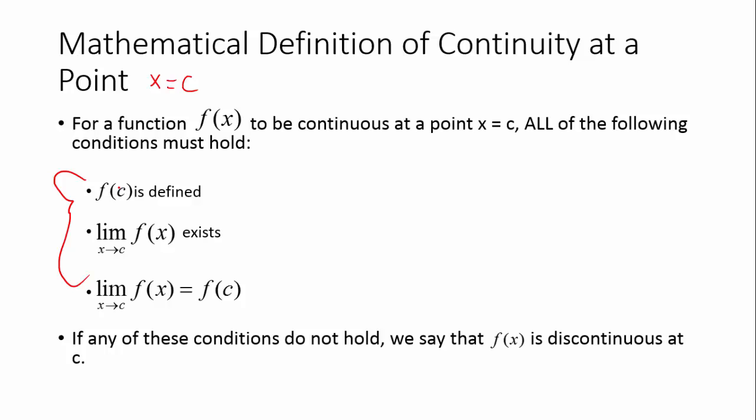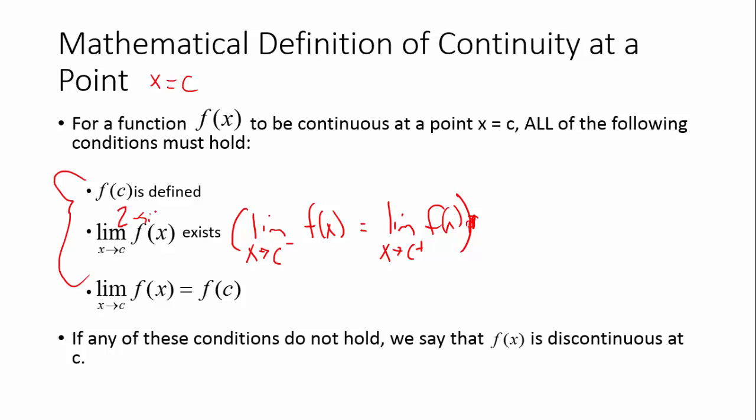The limit as x approaches c of the function must exist. And remember, we talked about in the last section, what that means is as you approach c from the left and you approach c from the right, you get closer and closer to the same value, right? We talked about this two-sided limit issue. When we say limit as x approaches c, we're talking about from both sides.